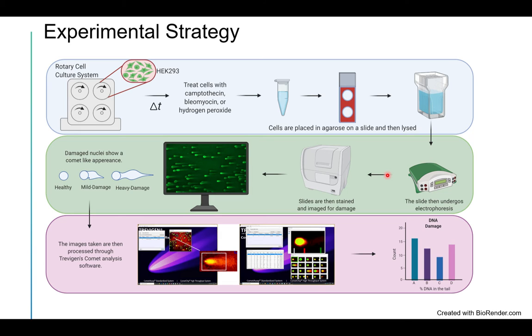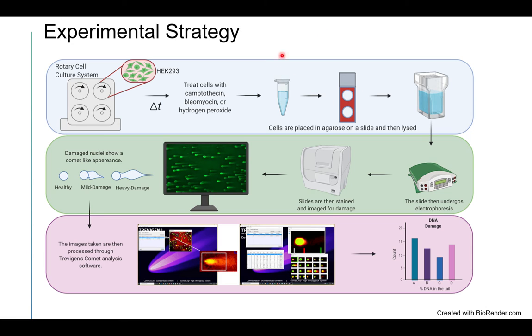My experimental strategy is that HEK-293 cells are placed into the RCCS and then treated with increasing concentrations of hydrogen peroxide, which causes oxidative stress, bleomycin, which causes double-stranded DNA breaks, or camptothecin, which causes single-stranded DNA breaks for 24 hours. Single-cell electrophoresis, or comet assay, was used to measure the amount of DNA damage in the cell.